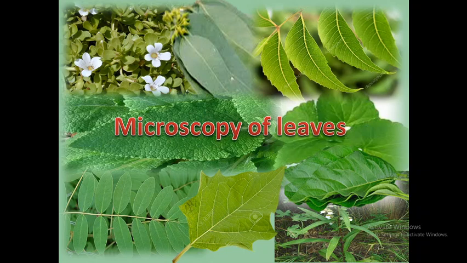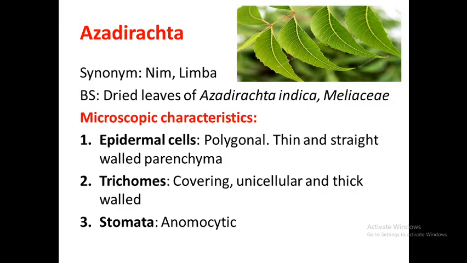Today we are going to see a microscopy of different leaves. So we will see the different microscopic characteristics of leaves. So first is Azadirachta. So synonym of Azadirachta is neem or nimba. So these are the dried leaves of Azadirachta indica belonging to family Meliaceae.